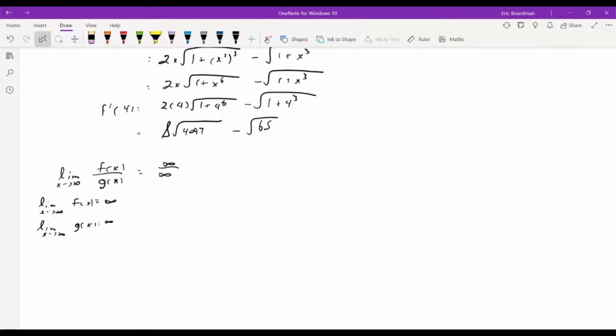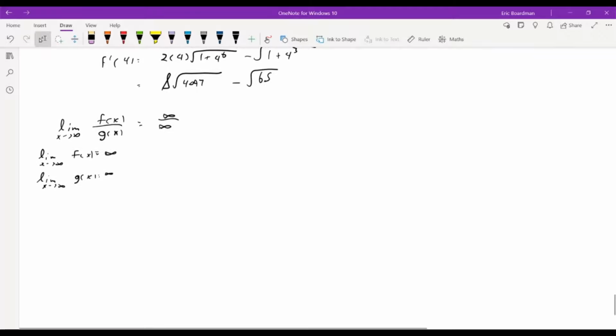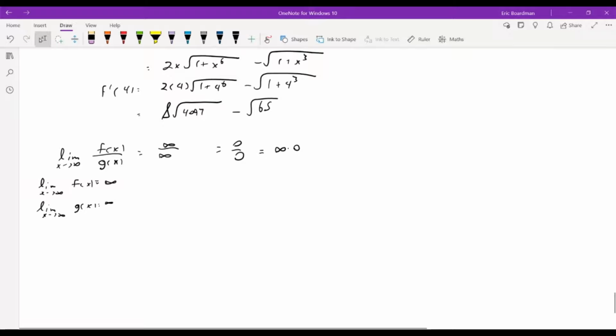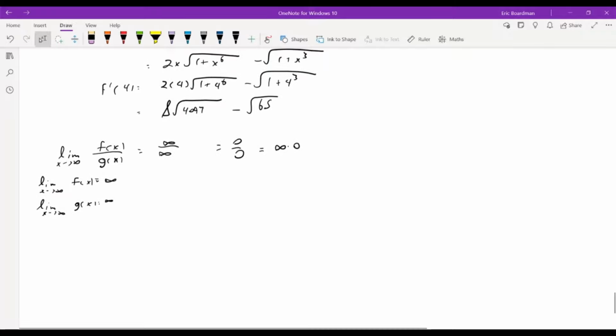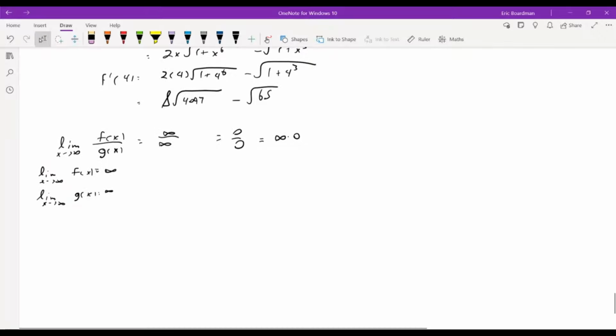And there are some other indeterminate forms. You could have 0 over 0. You could have infinity times 0. And with this one, you just divide by the reciprocal of one of the factors. Then that will give you either an infinity over infinity or a 0 over 0 indeterminate form where you can use L'Hopital's rule. You could also have 1 to the power of infinity.